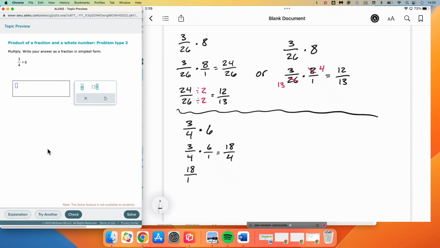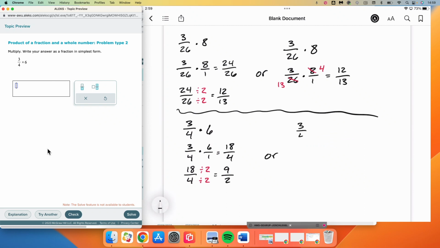And for 18 over 4, we notice that they are both divisible by 2. 18 divided by 2 is 9. 4 divided by 2 is 2. So 9 over 2 will be our final answer.